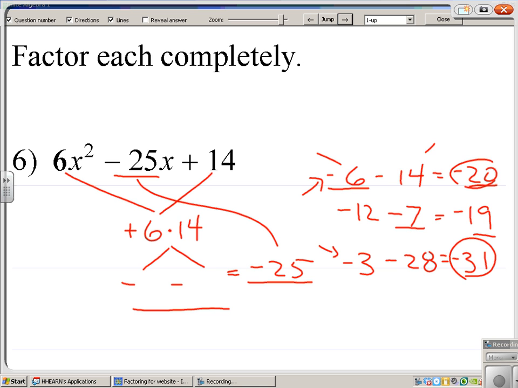Well, I look at 6 and 14, there's no way I'm going to get a 5. But I could get a 2 from the 6, I could get a 2 from the 7, and I can get a 4.